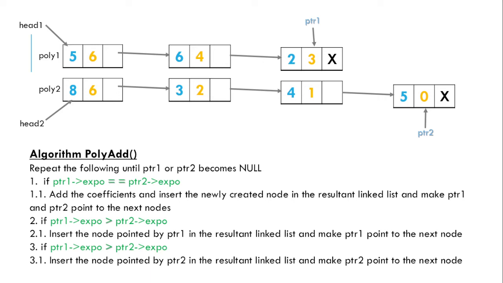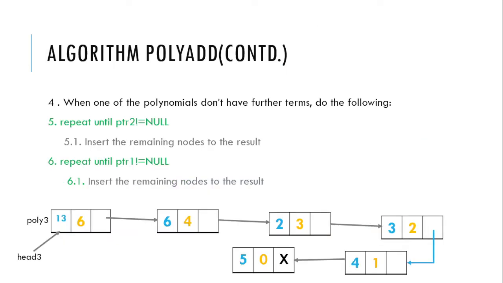So while comparing the exponents, if the exponents are equal, we have to add the coefficients. If the exponent of the first polynomial is greater than the exponent of the second polynomial, write the first polynomial term to the result. Otherwise, write the second polynomial term to the result. While one polynomial has completed and the other is having more terms, insert the remaining nodes to the resultant. So this is the algorithm on how to add polynomials using linked list.